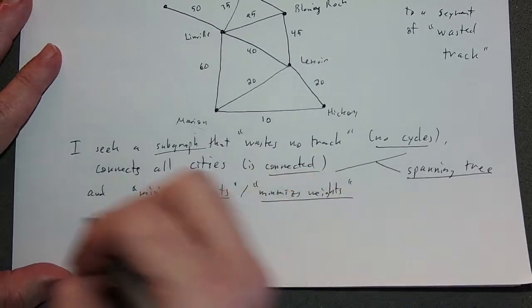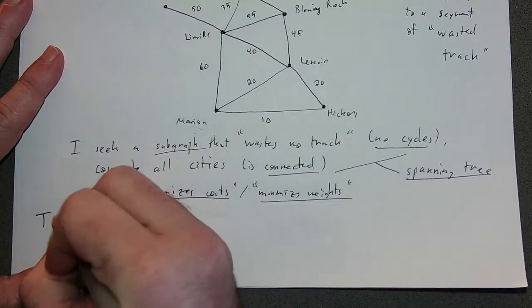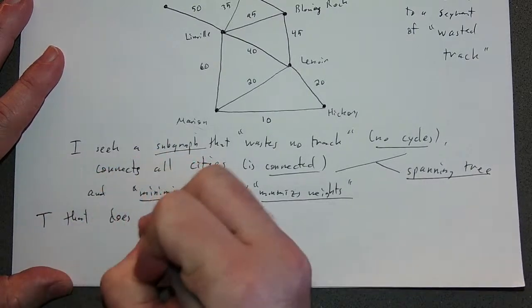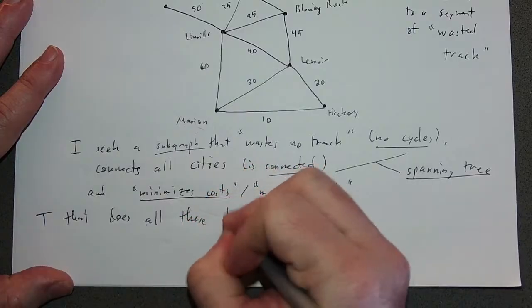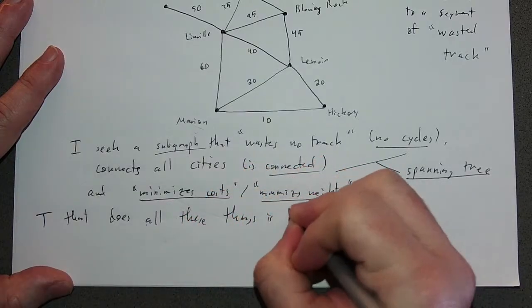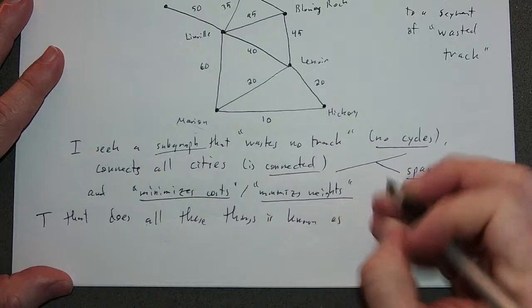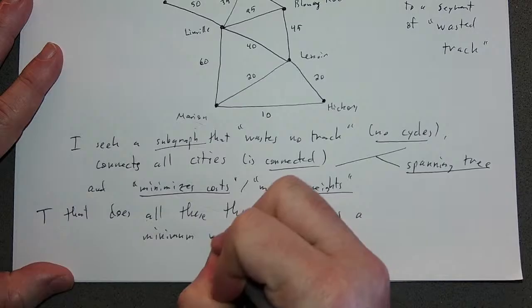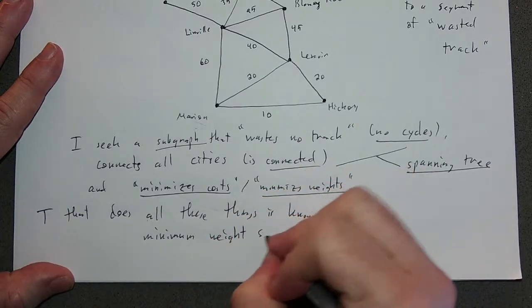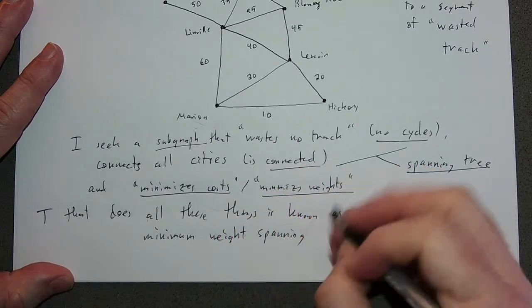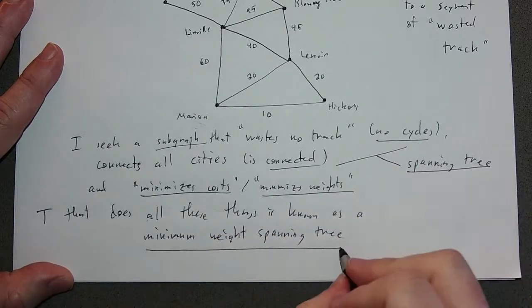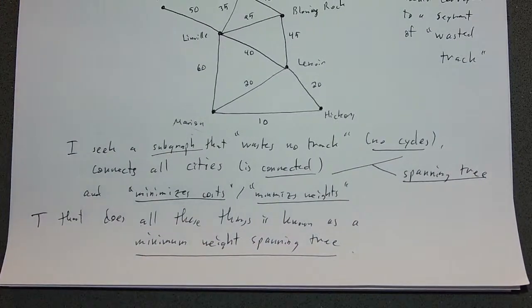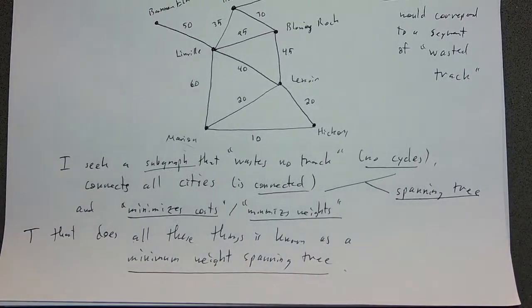If T does all of these things, it is known as a minimum weight spanning tree. And so that is exactly what we seek here. We seek a minimum weight spanning tree.